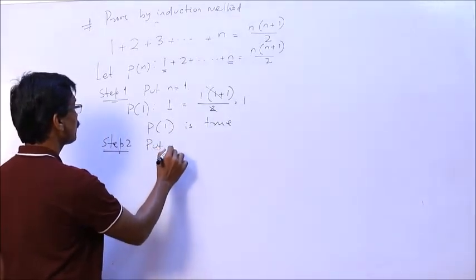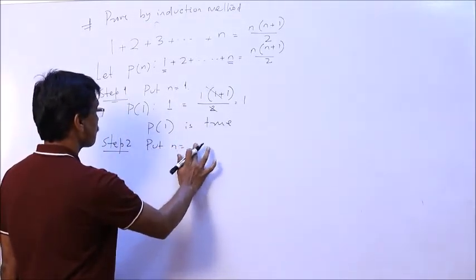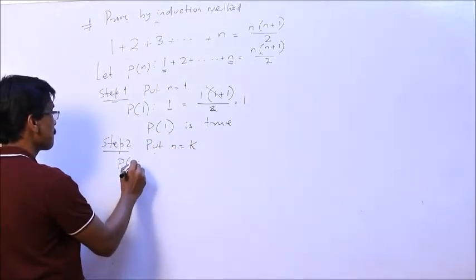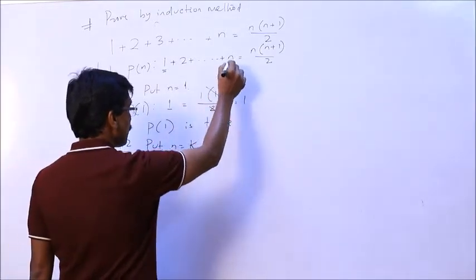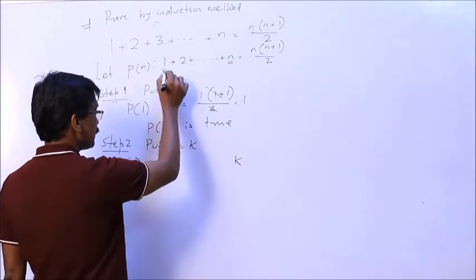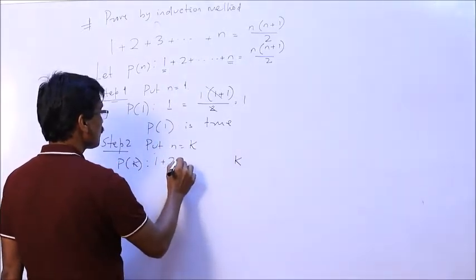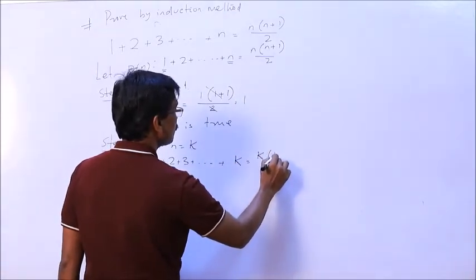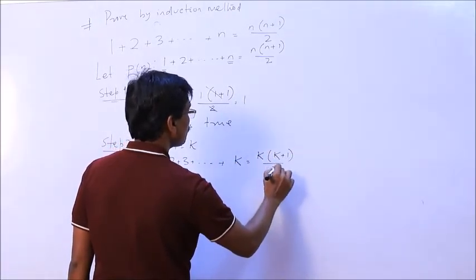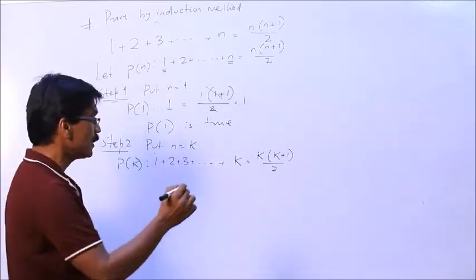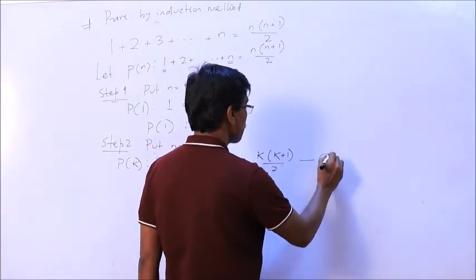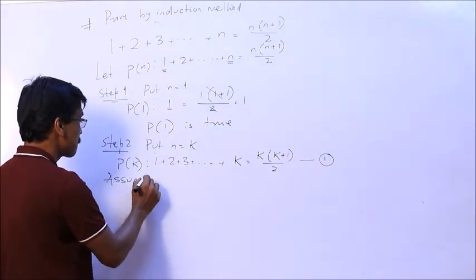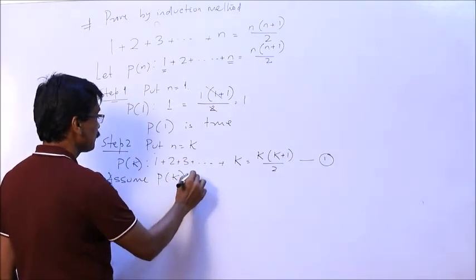Put n is equal to k. So, it is P(k), which is put n is equal to k, and it is increasing order, means 1 plus 2 plus 3 sum up to k, that is equal to k into k plus 1 by 2. Assume P(k) be true.